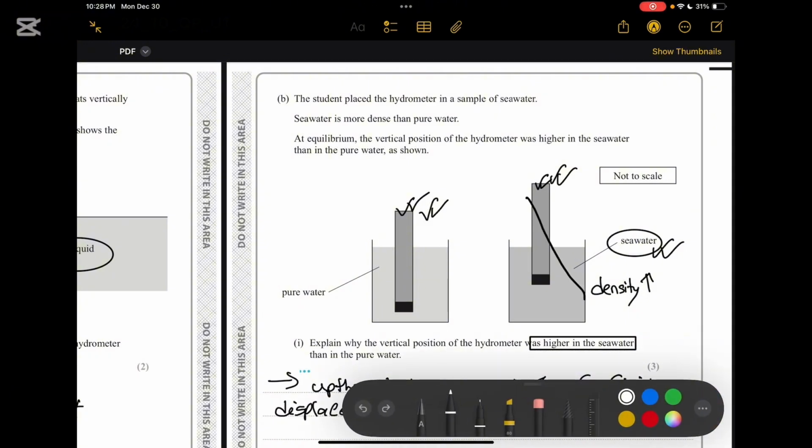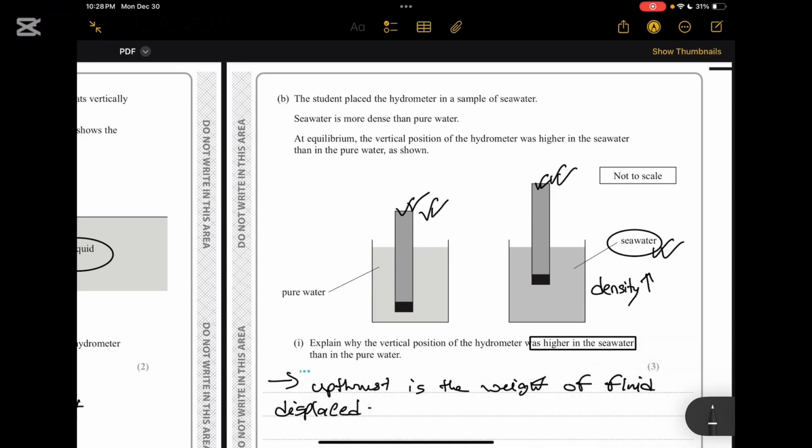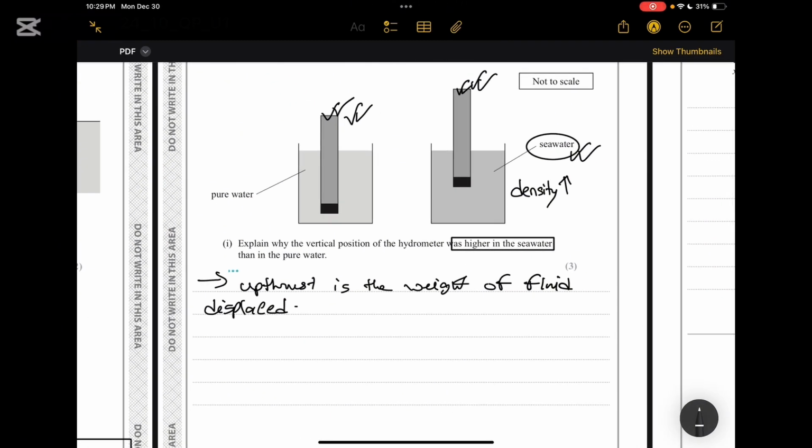Now our second line will be, yes, we know upthrust is the weight of the fluid displaced. So as both of them have the same weight, they will displace the same weight of water.